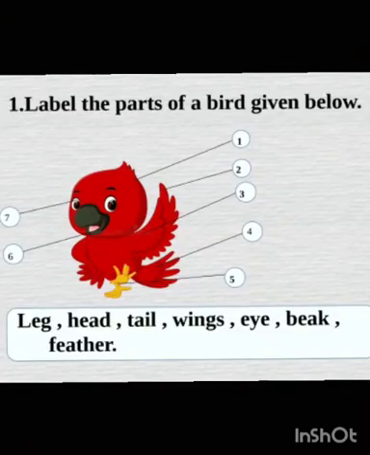Label the parts of a bird given below. Can you see a bird? Yes. There are many parts given in the box. Can you see? Leg, head, tail, wings, eye, beak, feather. Now you have to say which part is the correct one. You have to give the number.